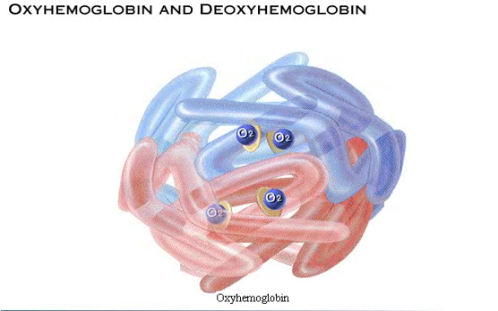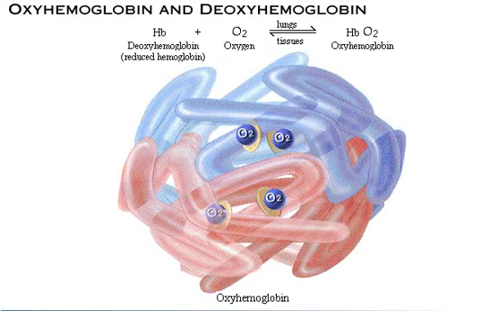The formation of oxyhemoglobin occurs as a reversible reaction and is written as in this chemical equation. In reversible reactions, the direction depends on the quantity of products and reactants present. In the lungs, where the partial pressure of oxygen is high, the reaction proceeds to the right, forming oxyhemoglobin. In organs throughout the body where the partial pressure of oxygen is low, the reaction reverses, proceeding to the left.